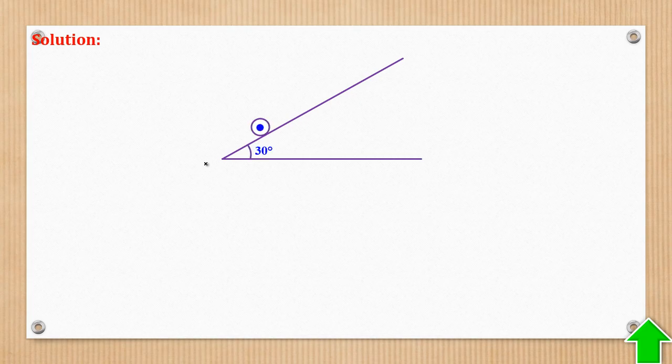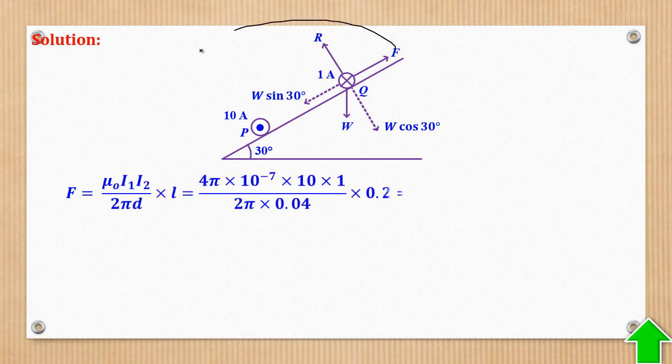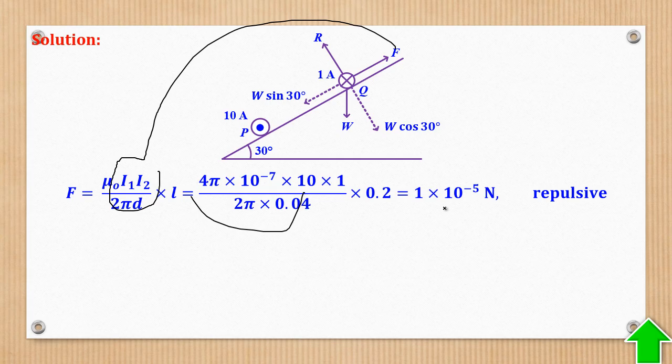Okay, so what we are going to do is draw them, seeing them from the side, and this is what we are going to see. Well, this one means into the plane and this one means out of the plane. Because they are in opposite directions, there should be a repulsion. Remember that. So let's begin with this, because this is the way they want. So you put your W, then you resolve it parallel to the plane and perpendicular to the plane. Then there should be a normal reaction and a repulsive force due to this current. So that repulsive force is given by this formula, we already know it. Substitute and get the force.